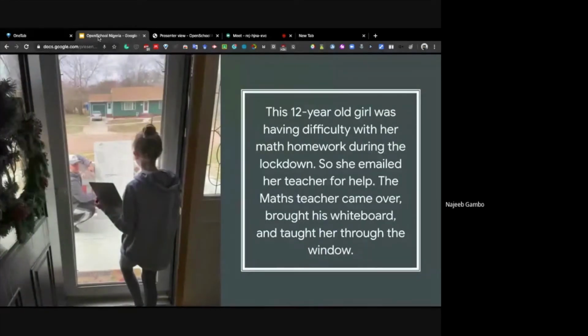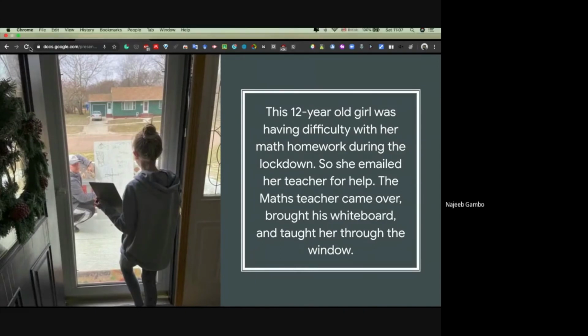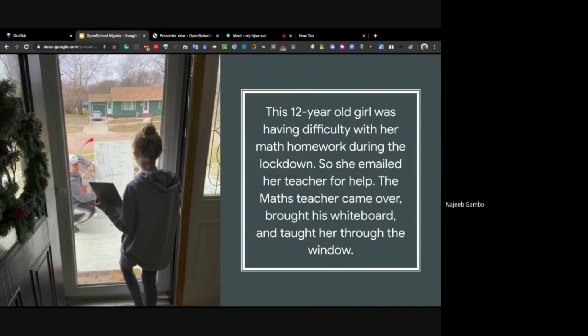And look at this one I shared on my Facebook page about a mother. This is a 12-year-old girl. This 12-year-old girl was having difficulty with her math homework during the lockdown. So she emailed her teacher for help. The math teacher came over, brought his whiteboard, and taught her through the window. You can see the math teacher, you can see his whiteboard, you can see the student from home. Because not every experience online can translate to human understanding.